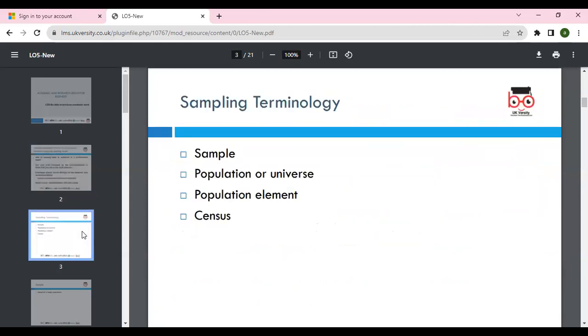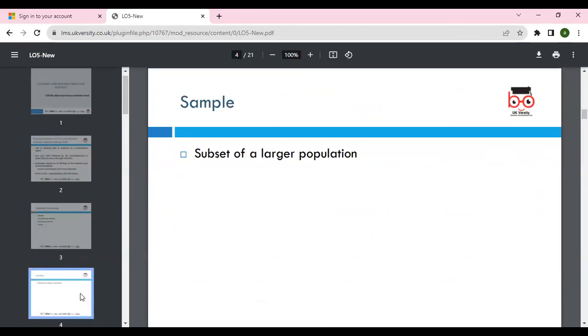Okay, so in today's lesson we will go through the sample. What is meant by sample? Sample means a small proportion of the population, and the census is all about the whole population. So population is the universe, the population element, and census, which we have in the UK.